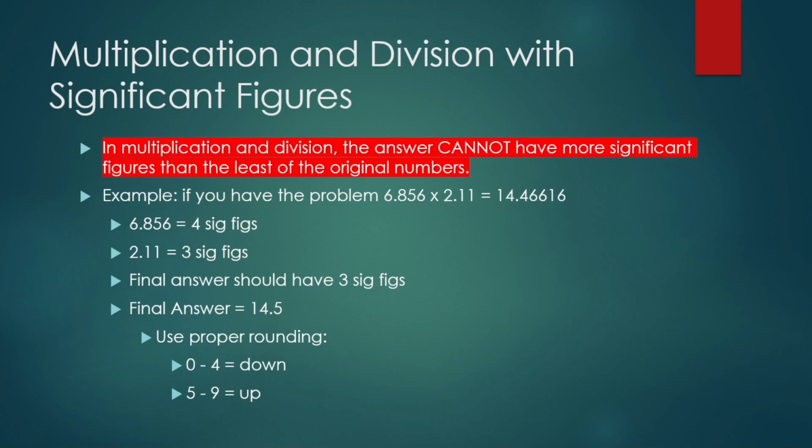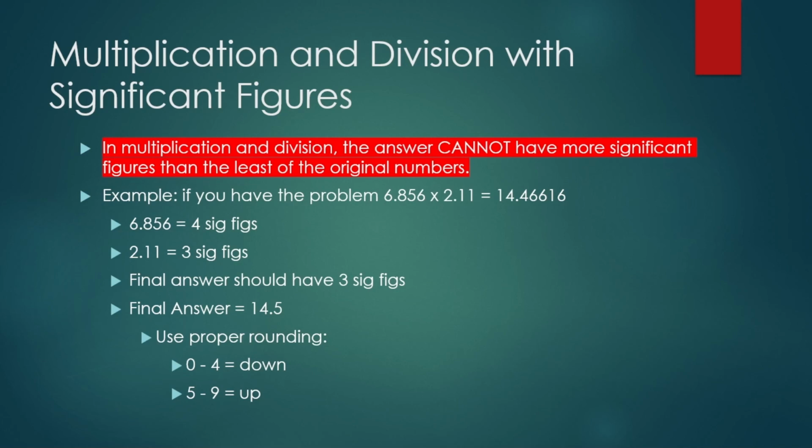So when it comes to multiplication and division with significant figures, the answer cannot have more significant figures than the least of the original numbers. For example, look at this problem. You have 6.856 times 2.11, which equals a total of 14.46616.